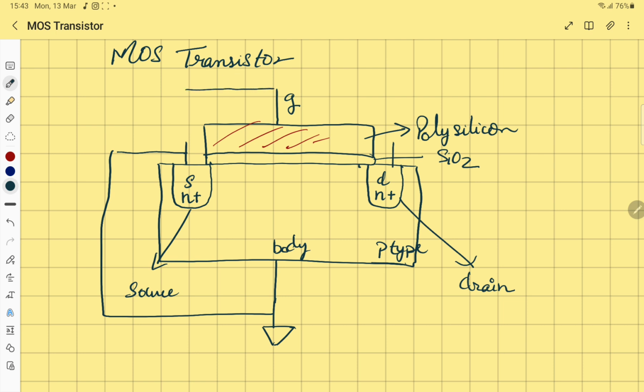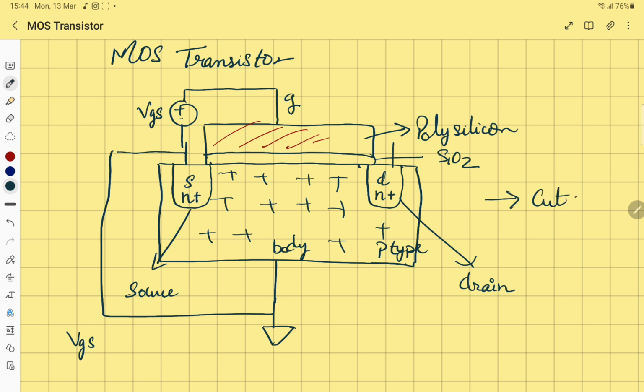And let's say we apply a very small voltage, which is VGS, right? This voltage is VGS. So as long as this voltage is zero, we don't have any inversion layer here, right? Everything is positive, because it's a p-type substrate. So this we call the cutoff region. There is no inversion layer, therefore there is no current.